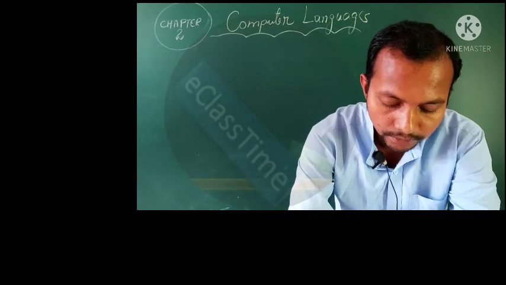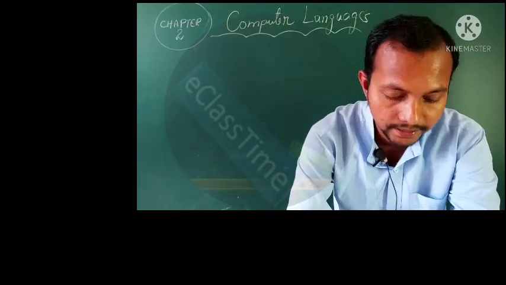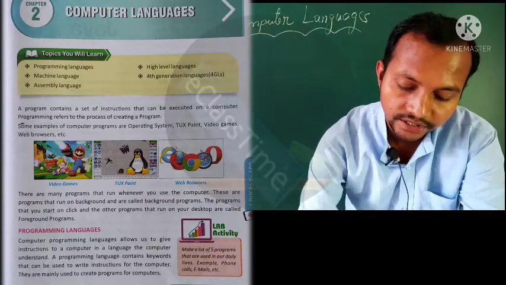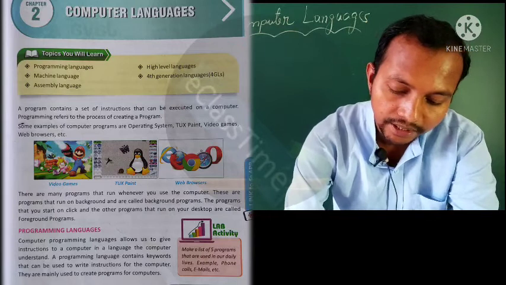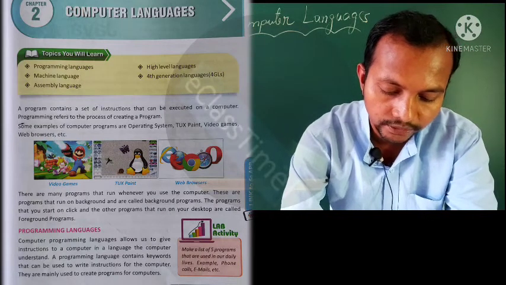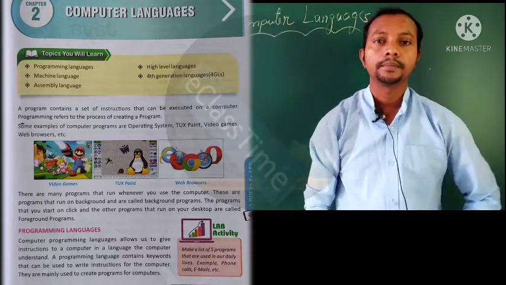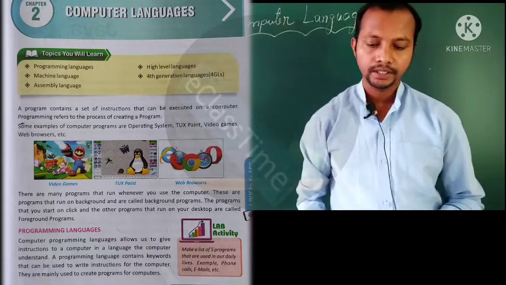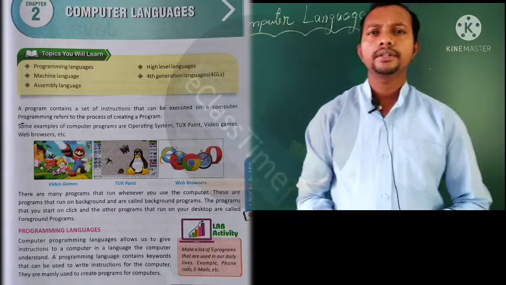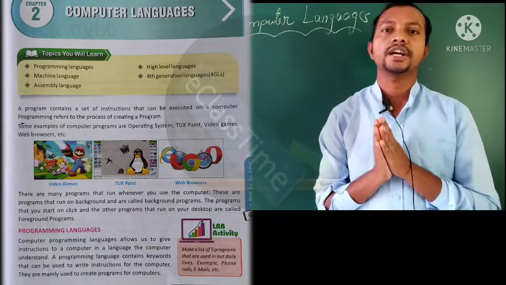So it is on your book, page number 13. It says a program contains a set of instructions that can be executed on a computer. Programming refers to the process of creating a program. Now what is a program in the computer language we are going to learn? Dear friends, program means a set of rules or a set of instructions.